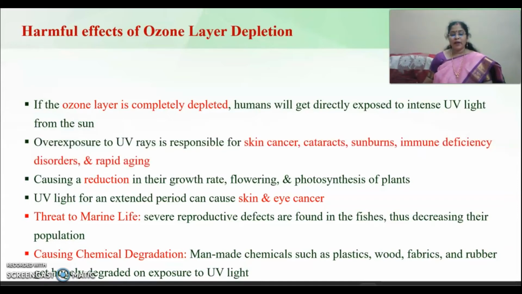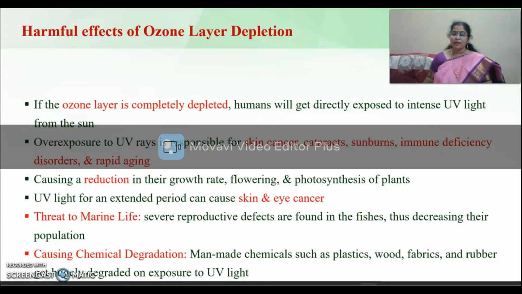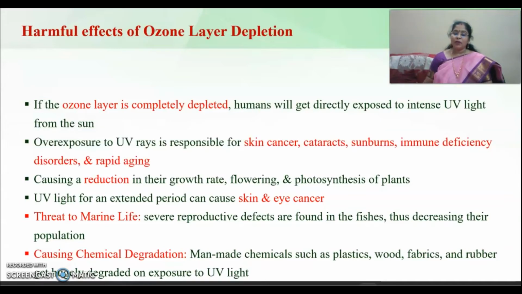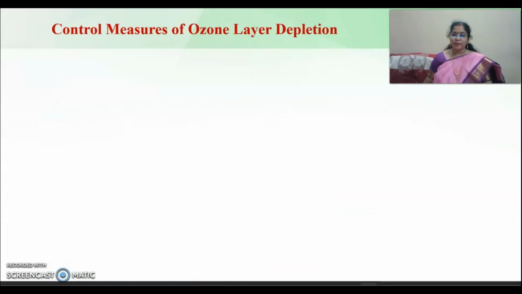UV light for an extended period can cause skin and eye cancer, and is a threat to marine life. Severe reproductive defects are found in fishes, thus decreasing their population, causing chemical degradation. Man-made materials such as plastic, wood, fabrics, and rubber get hugely degraded on exposure to UV light.